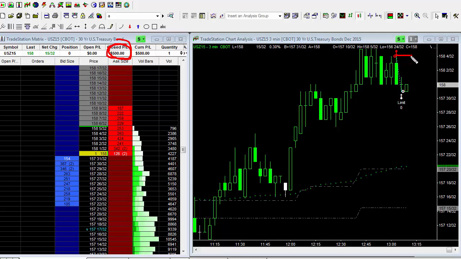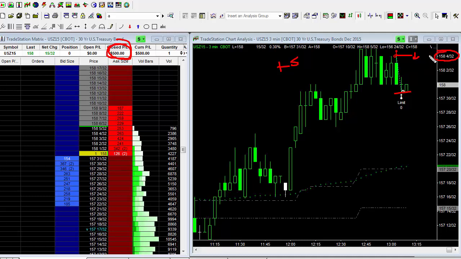Boom. All right, sold it here. Took profits there. Again, minimum profit target, 5 ticks. Fortunately, I just had one contract. Again, I was looking for the market to push higher up to 158.08. Again, my first sell was 158.04.